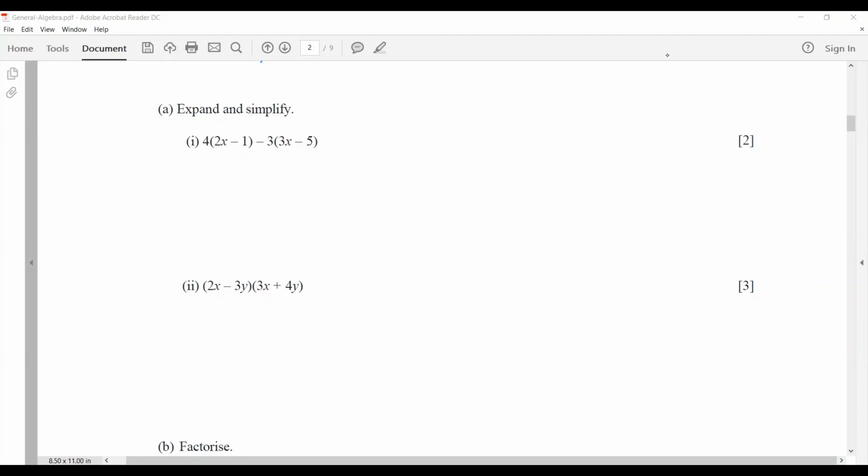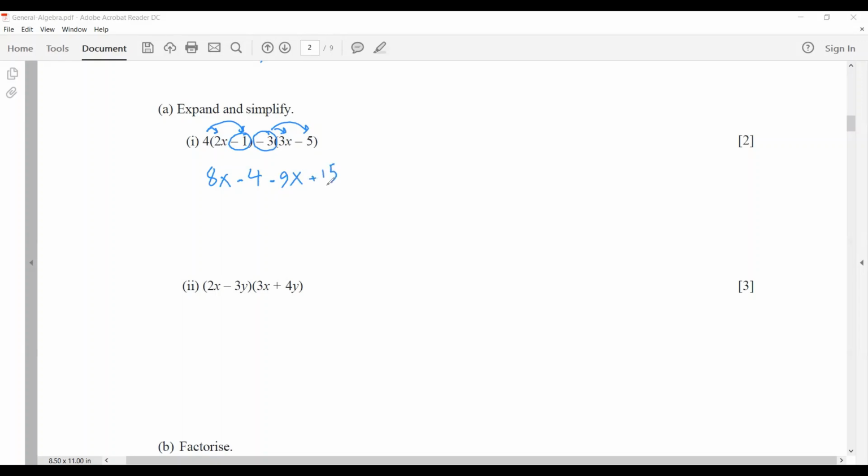So the first one says expand and simplify. This is quite an easy question. All you have to do is make sure the number outside the bracket is multiplied by each term inside the bracket. However, we have a -3 here. You have to multiply it by each term. By multiplying 4 by 2x, I get 8x. 4 should be multiplied by -1, not just 1, right? That gives me -4. -3 times 3x would give me -9x, and -3 times -5 is +15.